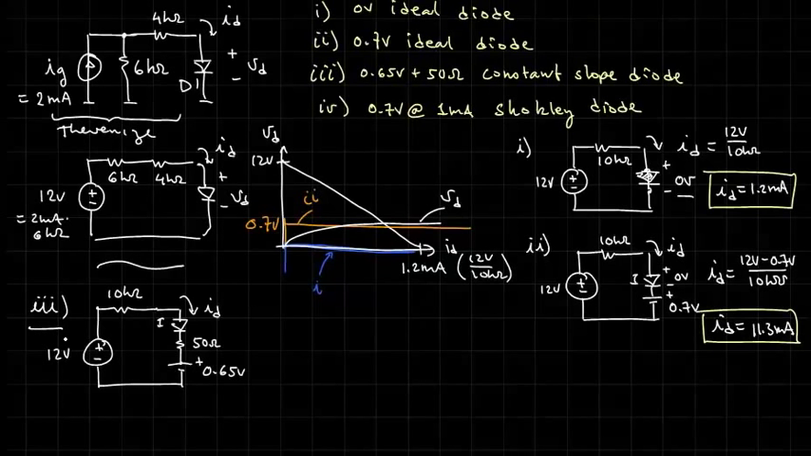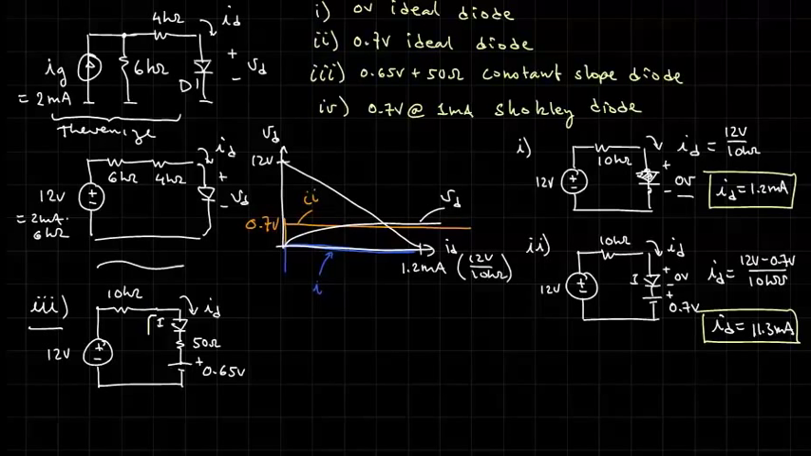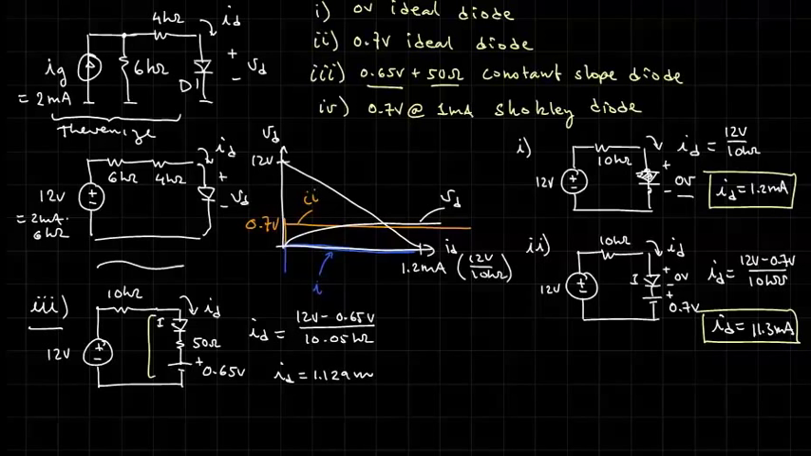In the third model, we have replaced the diode with an ideal diode and a resistor and a voltage source. So 50 ohms and 0.65 is what we are given. And now we can write ID is equal to 12 volts minus 0.65 volts divided by 10.05 kiloohms. And ID is equal to 1.129 milliamps.